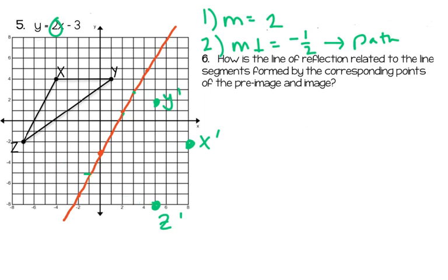Okay, so the next thing you're going to do is get a straight edge, and you're going to connect your x prime, y prime, z prime. So I'm going to connect those with a straight edge. Okay, if I did this right, my x, y, z will be congruent to my x prime, y prime, z prime. And you can check that by picking up your paper, fold it on your line of reflection.